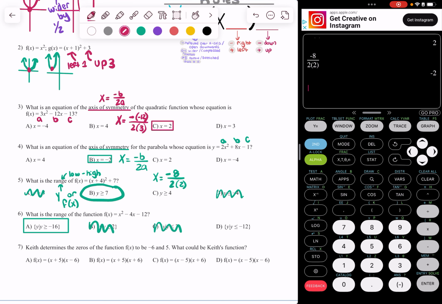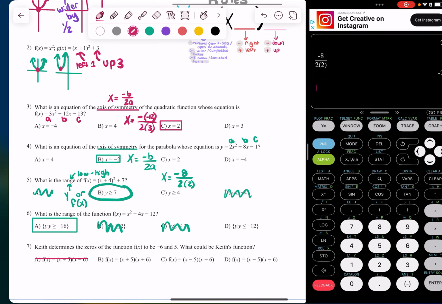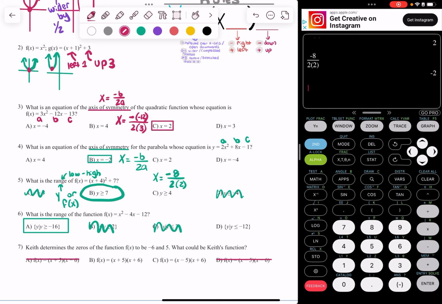Remember, when we are trying to write a function or an equation, what goes in the parentheses is the opposite of what the zeros are. One of our zeros is negative 6. That means in parentheses we need a positive 6, which is either answer choice B or C. Then I have a 5, so in parentheses I need to do the opposite, which would make it negative 5, which is answer choice C. The opposite of negative 6 is positive 6. The opposite of positive 5 is a negative 5. Answer choice C.